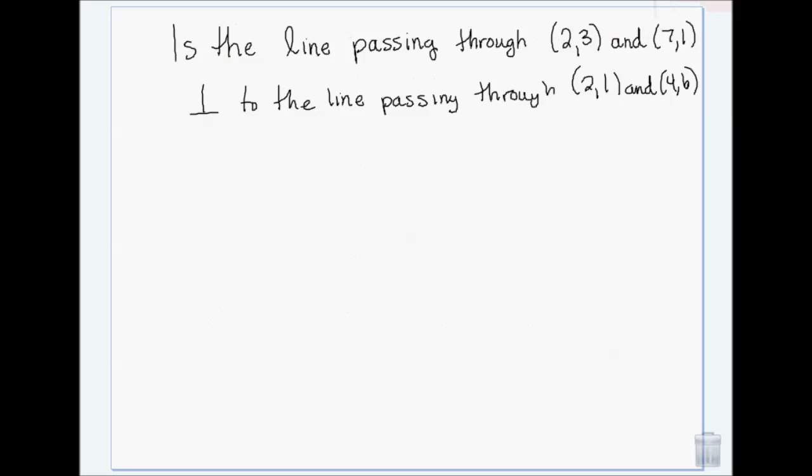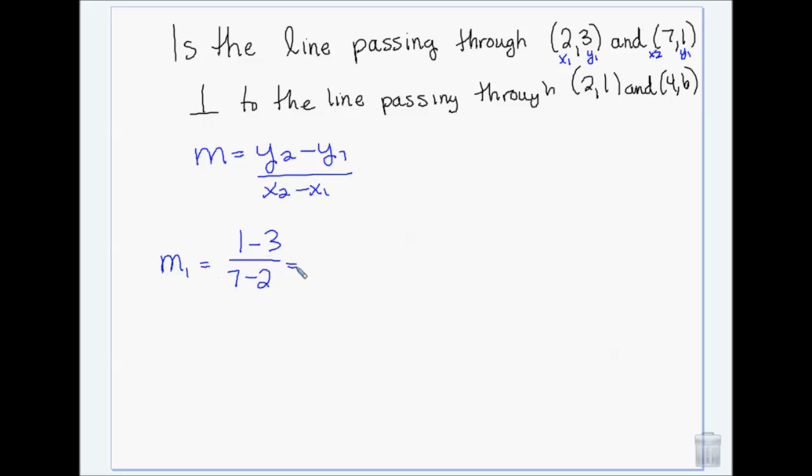Okay, so to find out if these two lines are perpendicular, we need to find the slope of each line. And if we recall the slope formula, the slope formula is y2 minus y1 over x2 minus x1. So I'm going to start with the first line, and I'm going to find its slope. I'm going to call it line 1, m1. I'm going to do 1 minus 3 over 7 minus 2, which is going to give me -2 over 5.